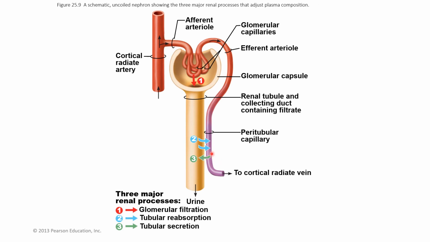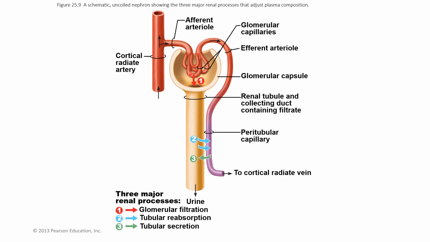Secretion is where you selectively take things out of the peritubular or the vasa recta and push them back into the tubules. And eventually, whatever is going to be pushed back into the tubules and it's not going to be reabsorbed one more time will become urine.